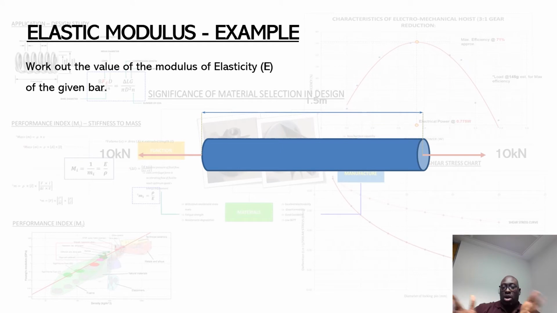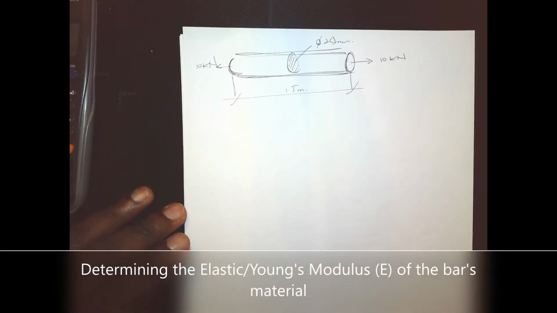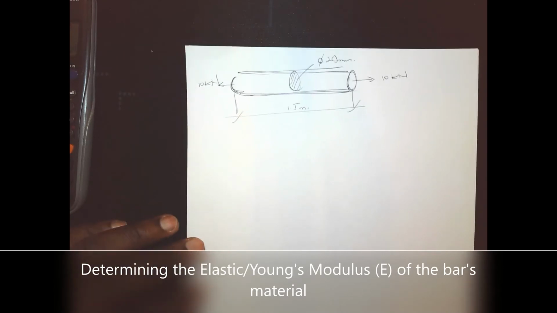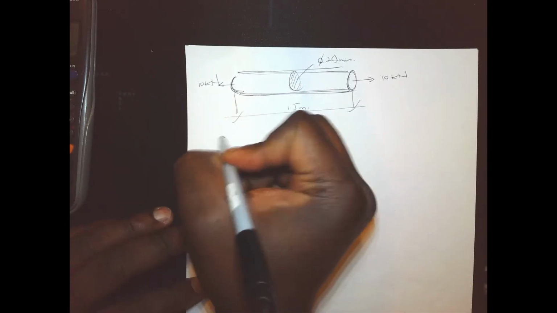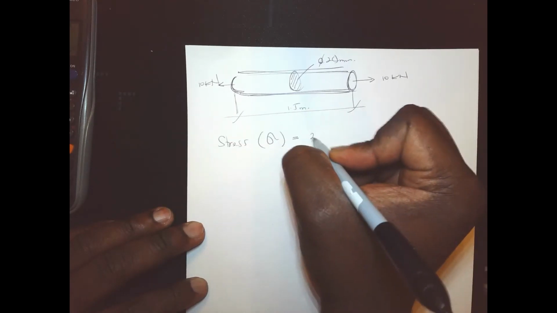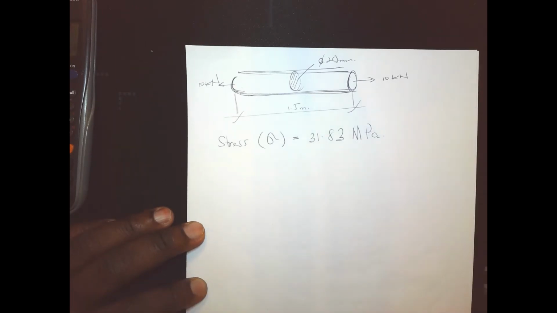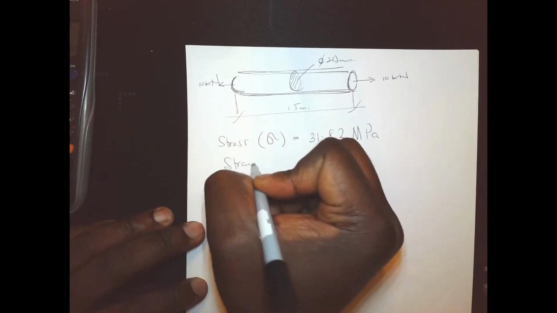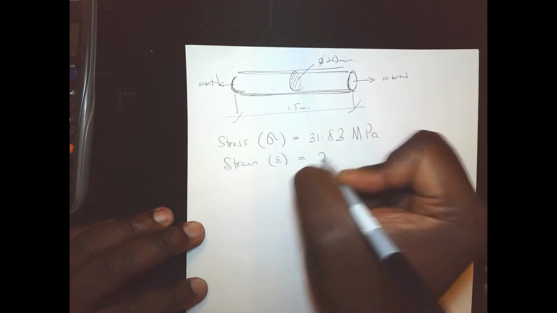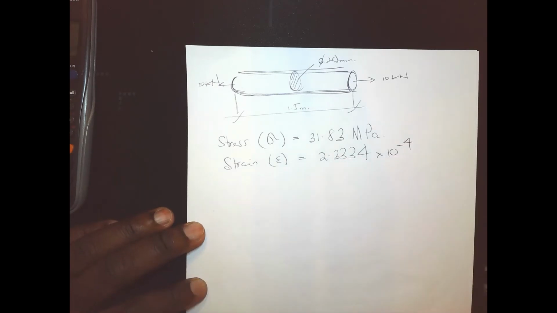So from our previous example, let's see if we can work out what the elastic modulus, or the Young's modulus, is. Now let's look at working out the elastic modulus of the material. So we know two things. We've calculated the stress of the bar, and the stress is calculated to be 31.83 MPa. We also calculated the strain of the bar to be 2.3334 times 10 to the minus 4, approximately.